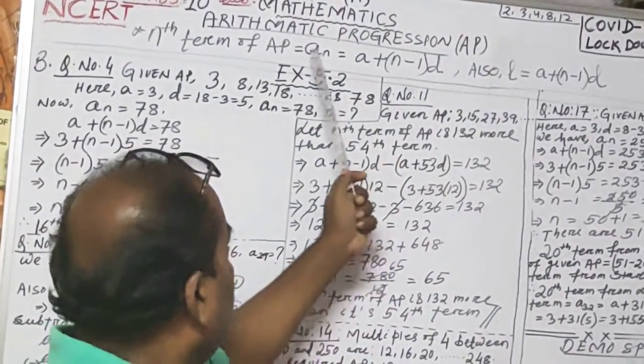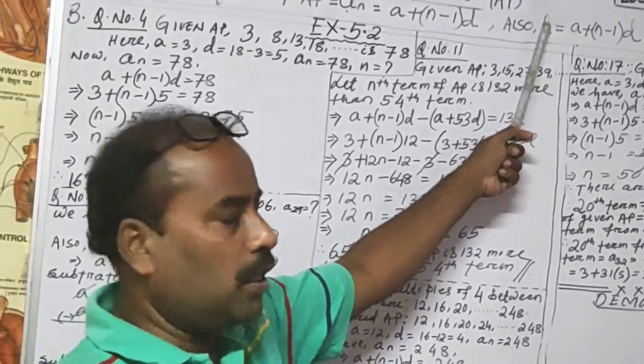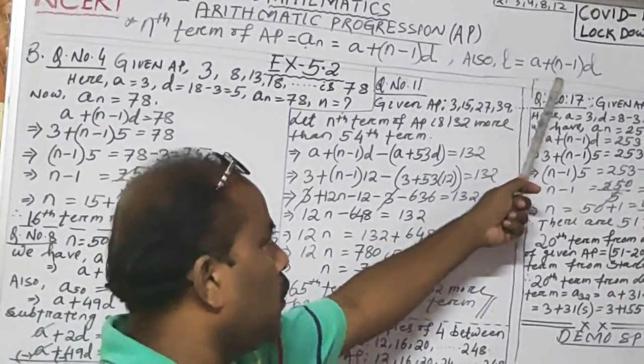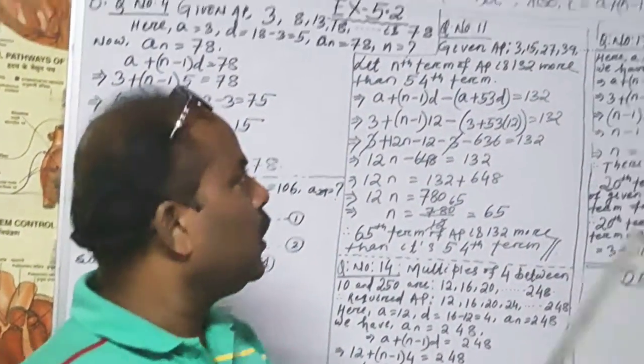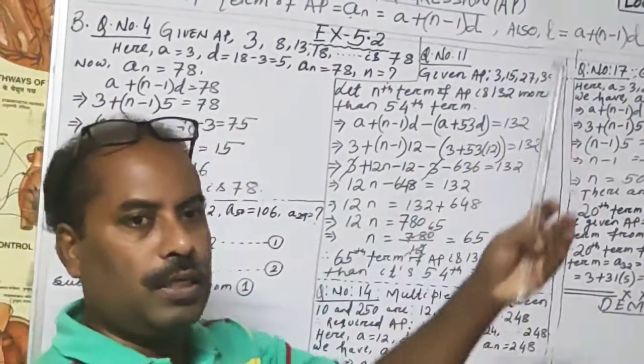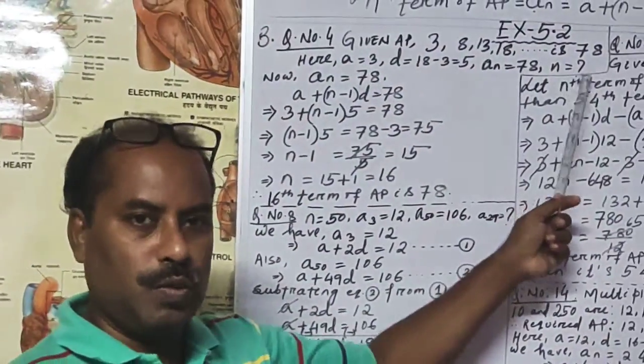Then we can also write that nth term as l, meaning last term. That is also called the last term or nth term, which is a plus n minus 1 into d. When the number of terms is given, then we can find the last term or the nth term also. So let us do exercise 5.2.